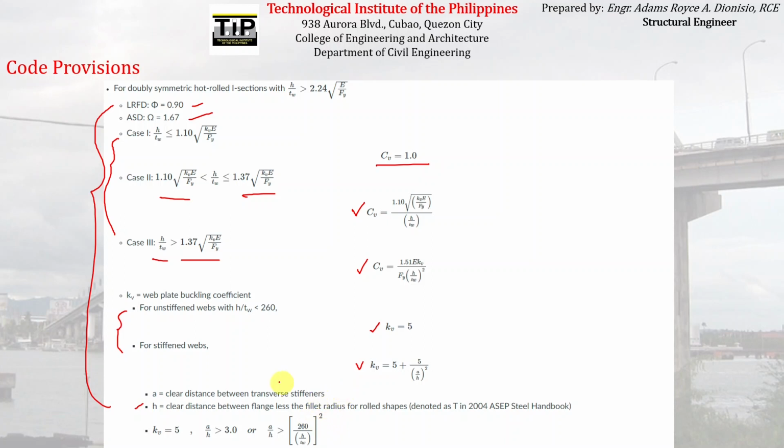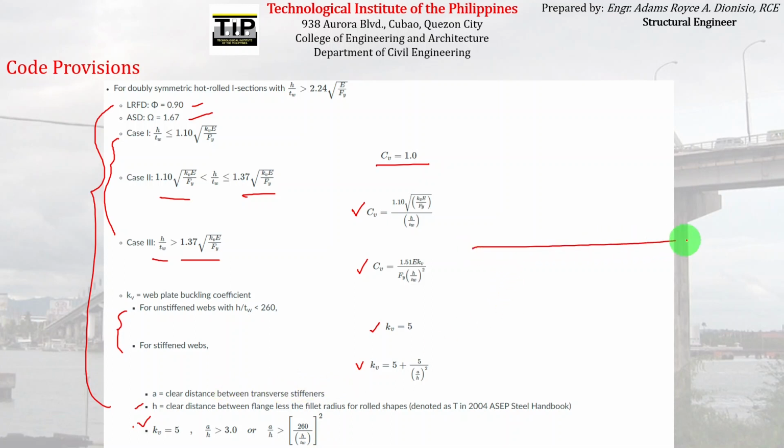Okay, so for stiffened webs, you can use this formula: kv is equal to 5 plus 5 over (a/h) squared, or this if ever a/h is greater than 3 or greater than 260 over (h/tw) squared. So what is the clear distance between transverse stiffeners?